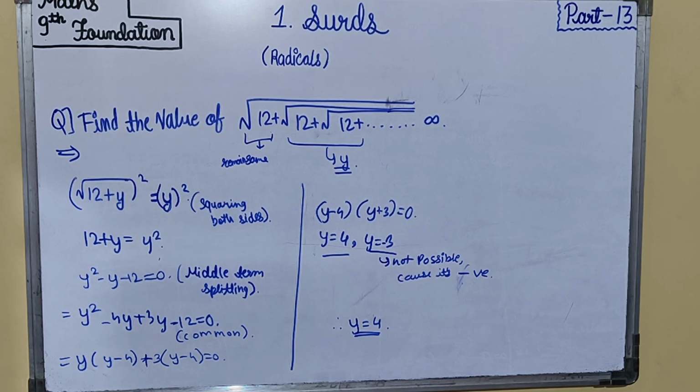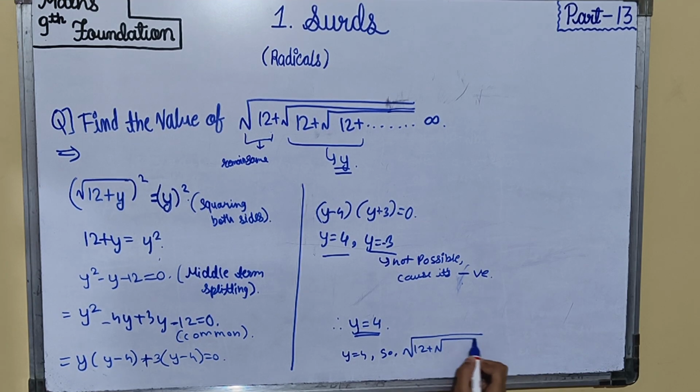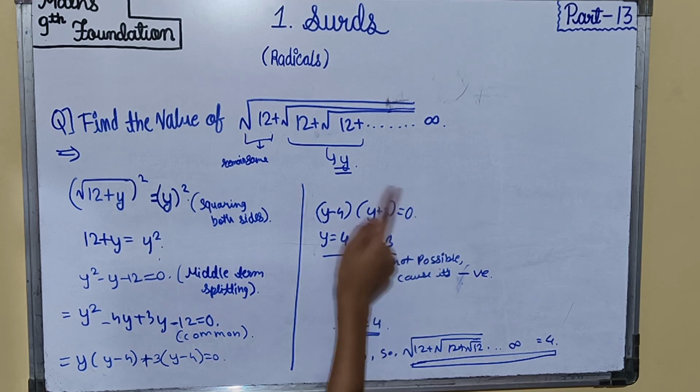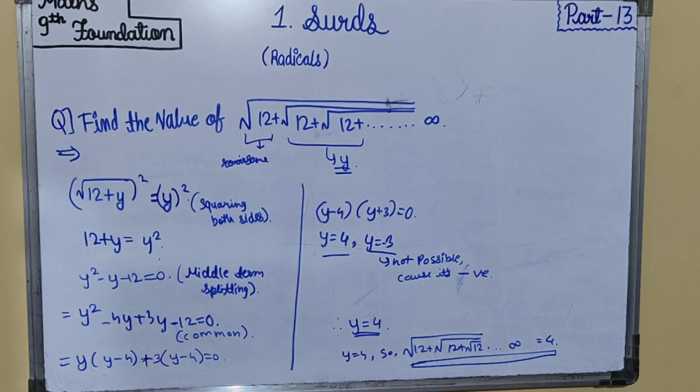So y is equal to 4. So root 12 plus root 12 plus root 12 till infinity is equal to 4. This is the value. I hope you've understood the main concept of these two questions: first of all, the fourth root, and then questions till infinity with the same numbers in root form. I hope you've understood this part 13 of the chapter surds.